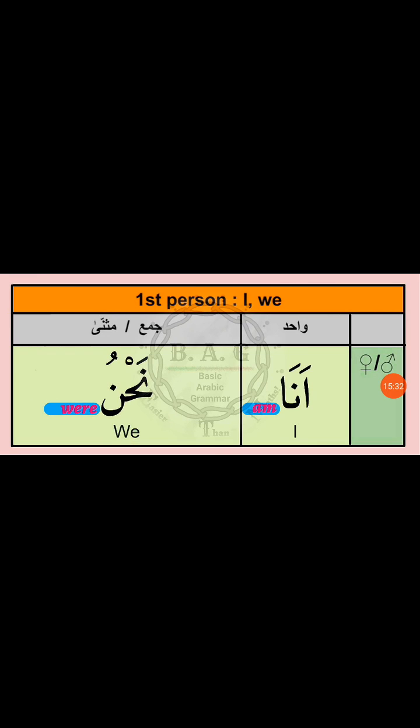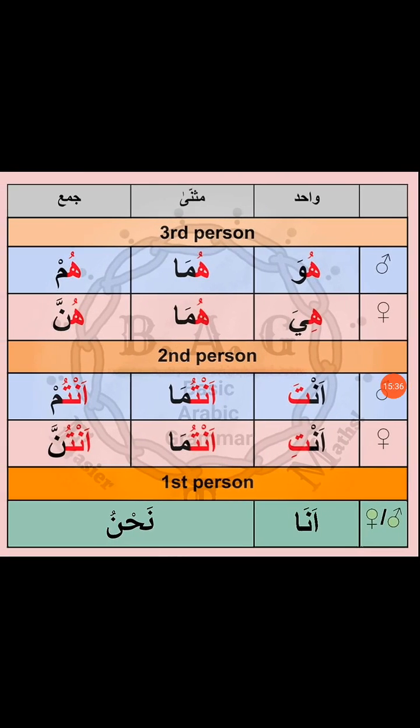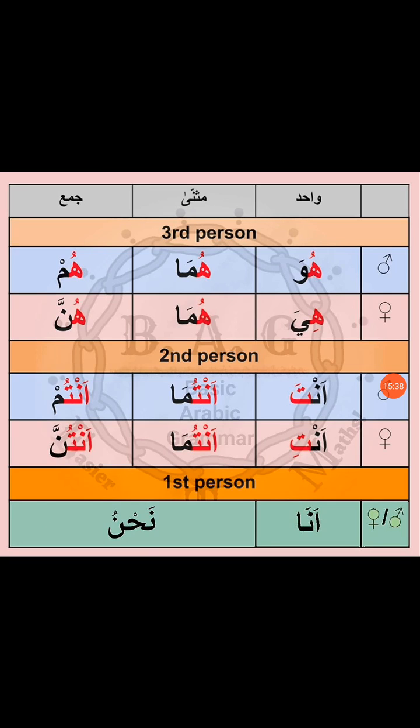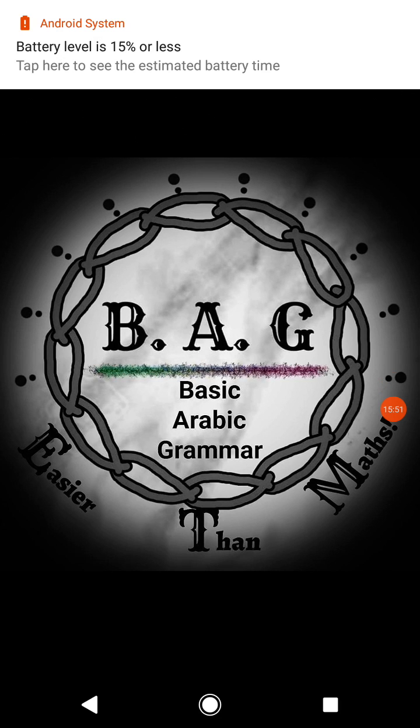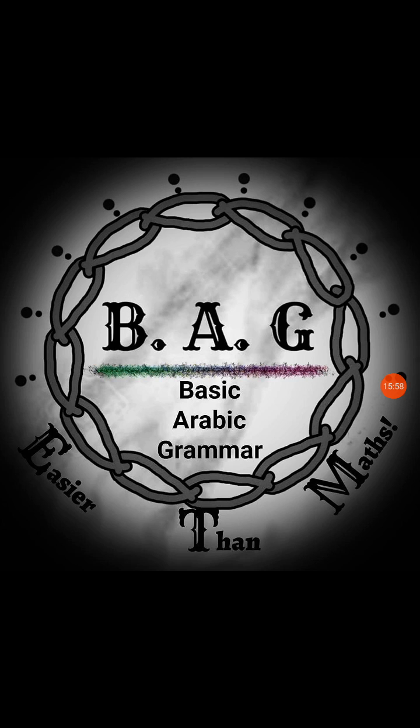I hope that this is clear, inshallah. Once again, huwa huma hum, hiya huma hunna, anta antuma antum, anti antuma antunna, ana nahnu. With this we are going to end this lesson, and we are going to memorize this really well, inshallah. And then in the next lesson we are going to cover your nasab or jar kinds of pronouns.